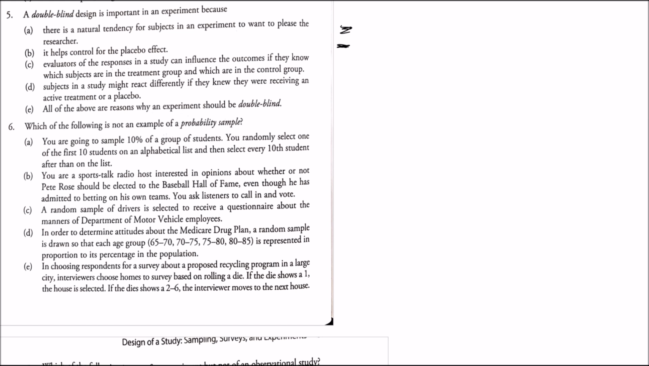This is why we blind, so that if they don't know what they're getting, that helps control the placebo effect. C, evaluators of the responses in a study can influence the outcomes if they know which subjects are in the treatment group and which are in the control group. The researchers are being blinded, and if they weren't blinded, they could potentially interpret the data differently. Part D, subjects in a study might react differently if they knew they were receiving an active treatment. Yes, they might react differently. So all these are correct, so it's got to be E.